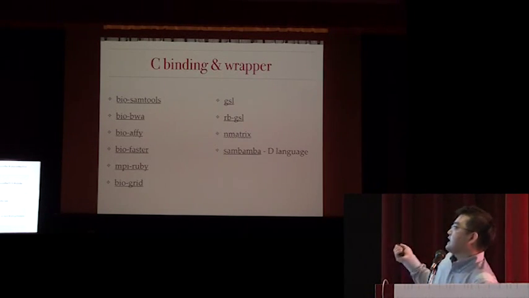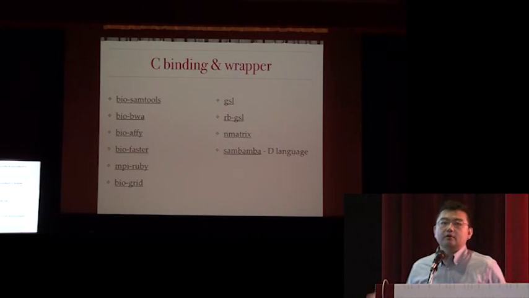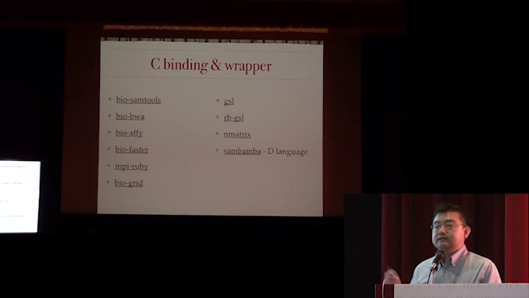And here are some C binding or wrapper gems. The bio-samtools, bio-bwa, bio-fe, bio-faster, they all handle many different kinds of data formats. We can parse the data quickly with these gems.